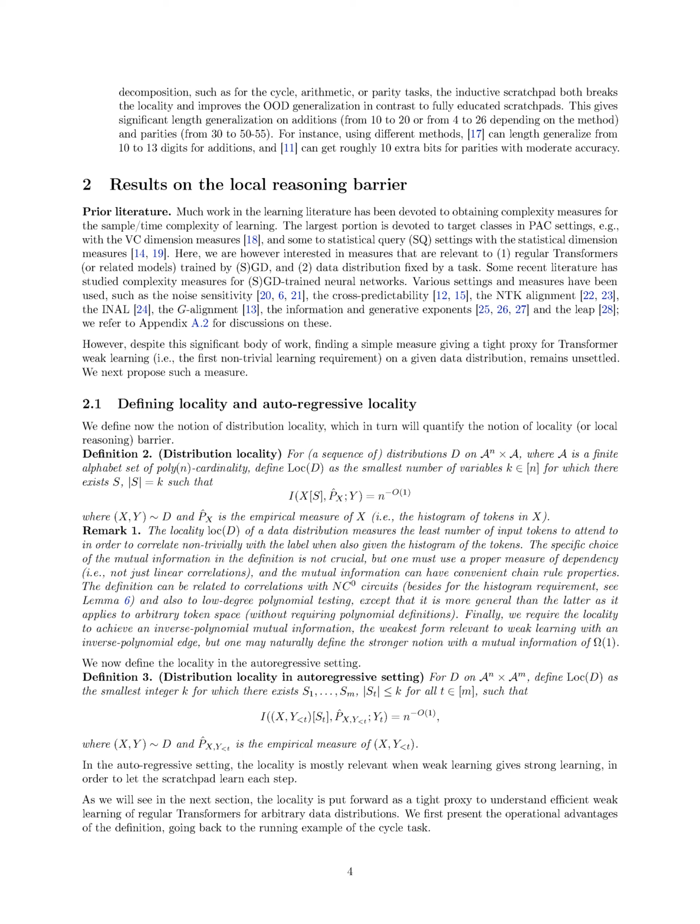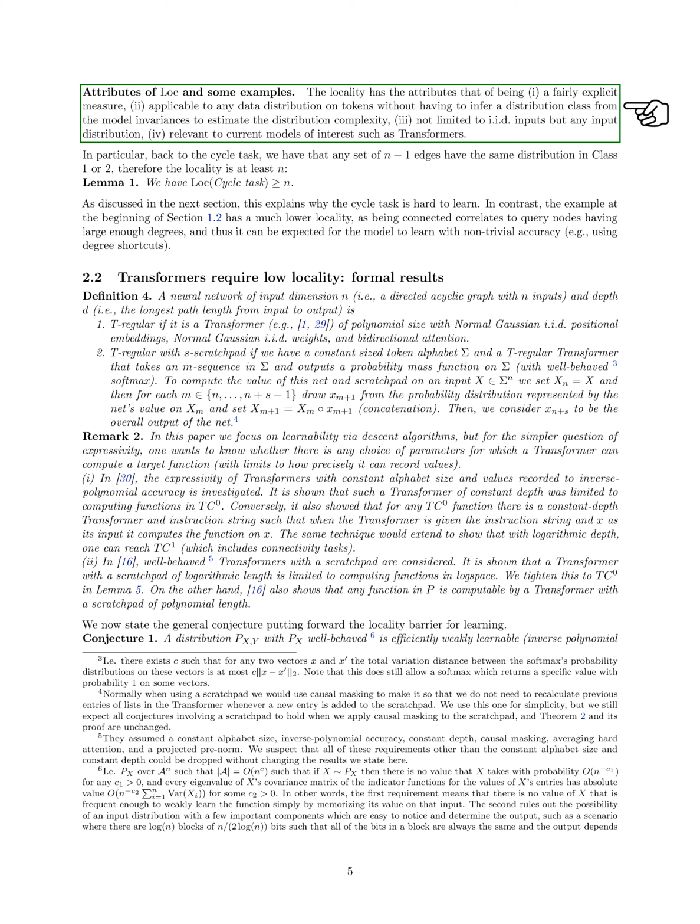Section. The locality has the attributes of being, I, a fairly explicit measure, II, applicable to any data distribution on tokens without having to infer a distribution class from the model invariances to estimate the distribution complexity, III, not limited to i.i.d. inputs but any input distribution, IV, relevant to current models of interest such as transformers.